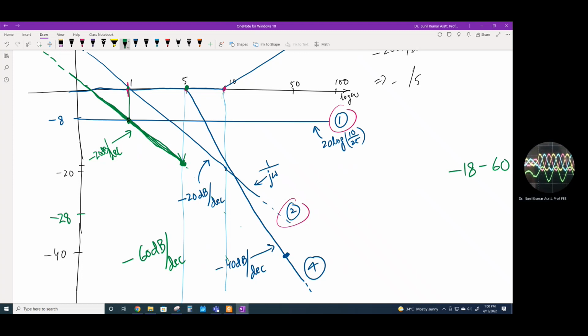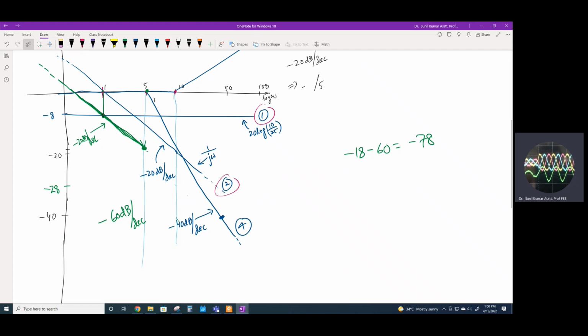All right, so let's draw a line with a slope of minus 60 dB per decade starting from omega equals 5. So at omega equals 50, I should reach minus 60 dBs, which will be somewhere here. So I should reach here, so I will draw a line with a slope like this.